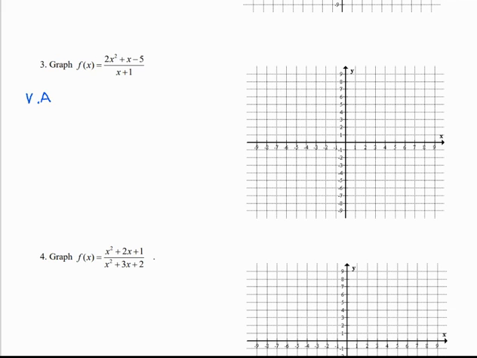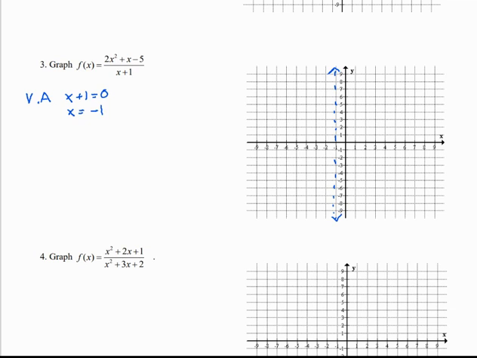So for my vertical asymptote, remember we set my denominator equal to 0. And so that gives me x equals negative 1. So we will go ahead and sketch that. There's my vertical asymptote.